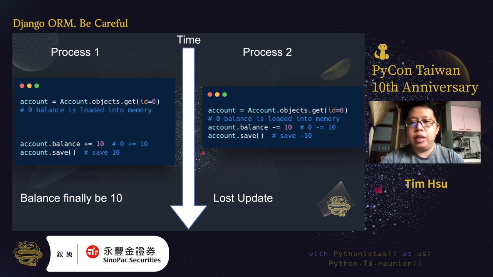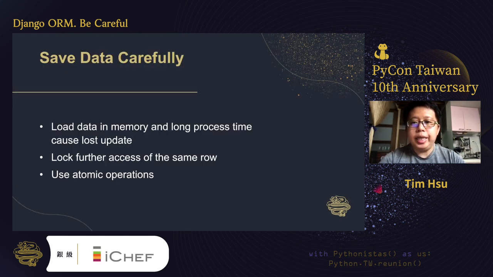In the example, the two processes both load the original balance into memory. The process that saves the balance later will overwrite the balance written by the other process. In the example, process 1 stores 10 to the row and overwrites what process 2 wrote. This problem causes a lost update. Loading into memory and a long processing time cause lost updates. We should use a lock or atomic operation to avoid the lost update.